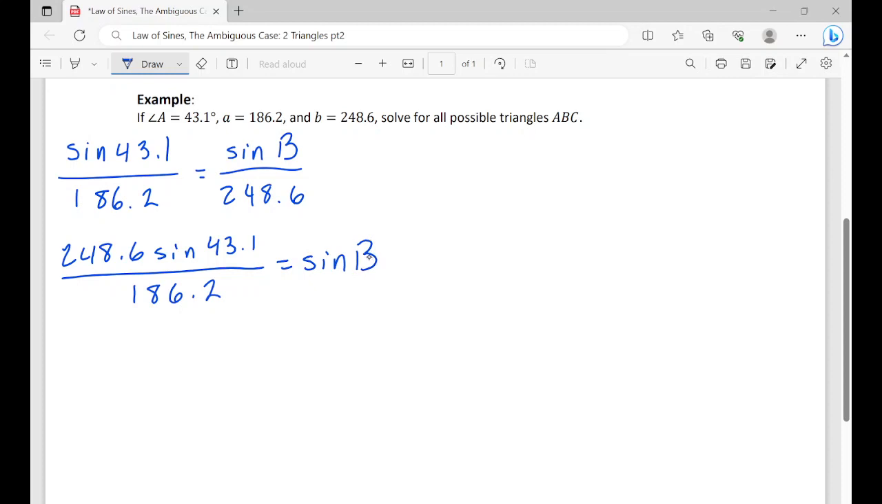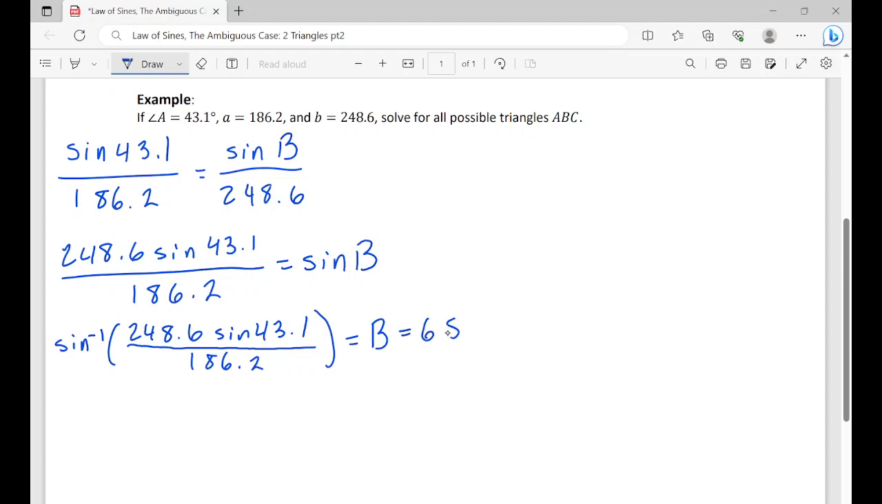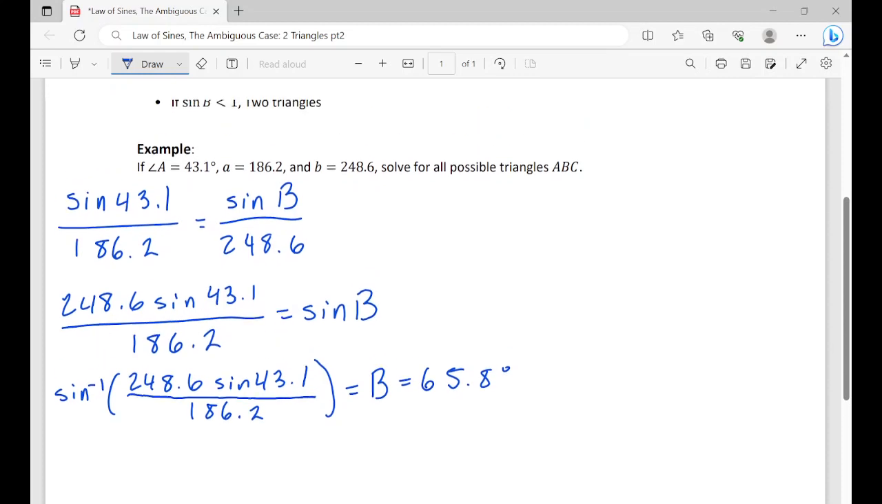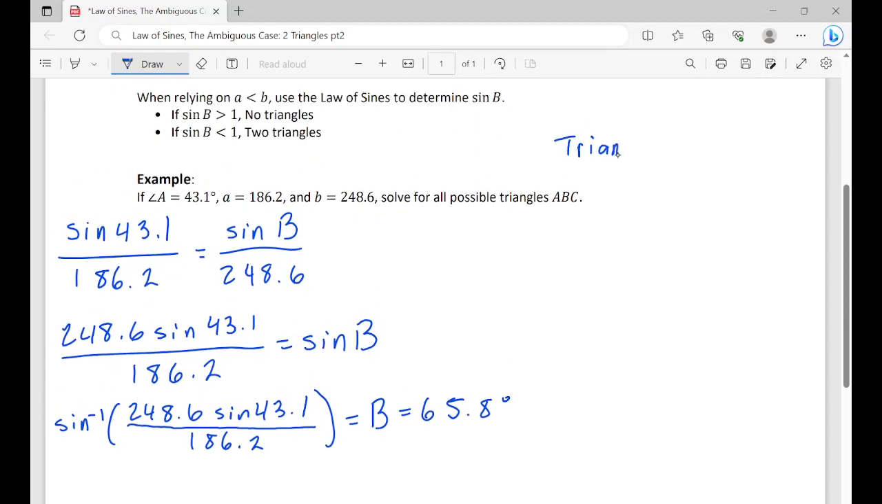Now to get B itself, because I need the B but without the sine, I'm going to take the arc sine of both sides to get rid of the sine here. So I'm going to have arc sine of 248.6 sine 43.1 all over 186.2, which will give me B. When I plug this into the calculator, and make sure that your calculator is in degree mode and not radian, we're going to get B to be 65.8 degrees. So for triangle number 1, we have angle B being 65.8 degrees.